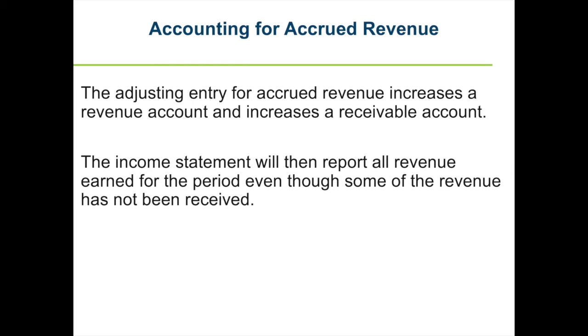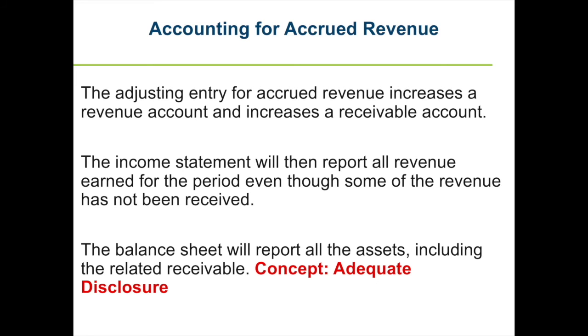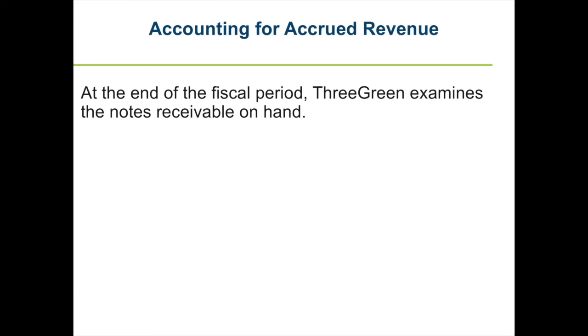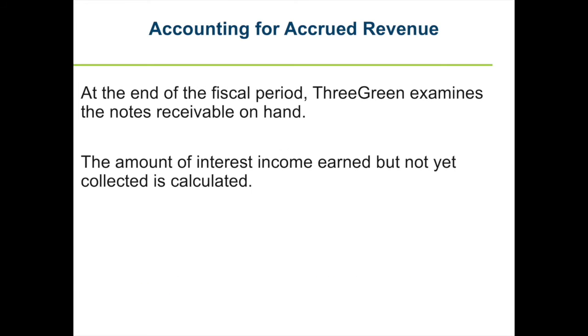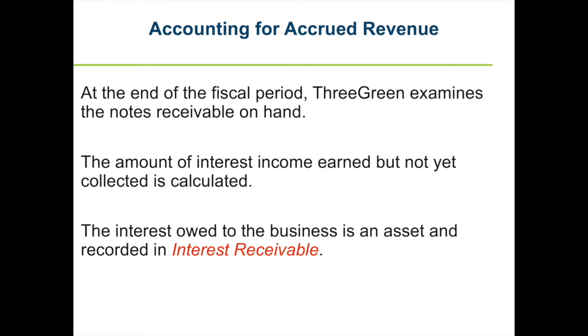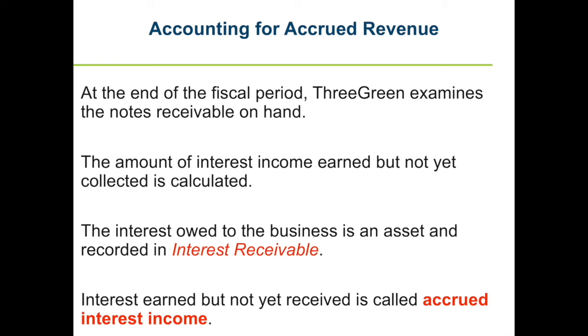The income statement will then report all revenue earned for the fiscal period, even though some of the revenue has not yet been received. The balance sheet will report the assets, including the related receivables, which is your accounting concept of adequate disclosure. At the end of the fiscal period, 3 Green examines the note receivable on hand. The amount of interest income earned but not yet collected is calculated. The interest owed to the business is an asset and is recorded in interest receivable. Interest earned but not yet received is called accrued interest income.